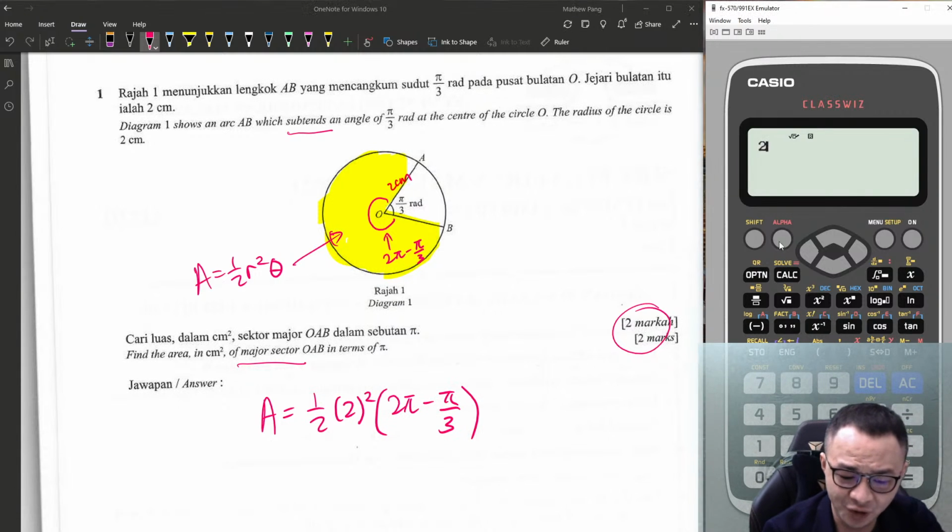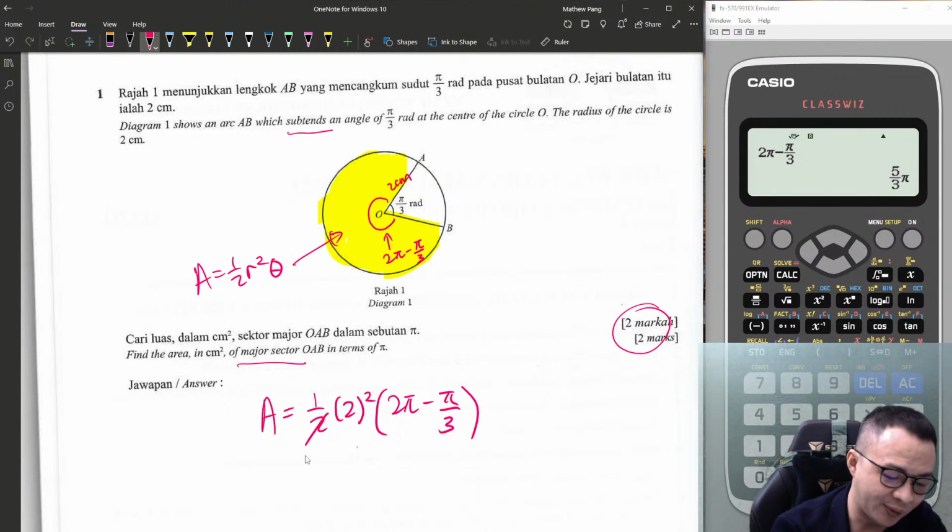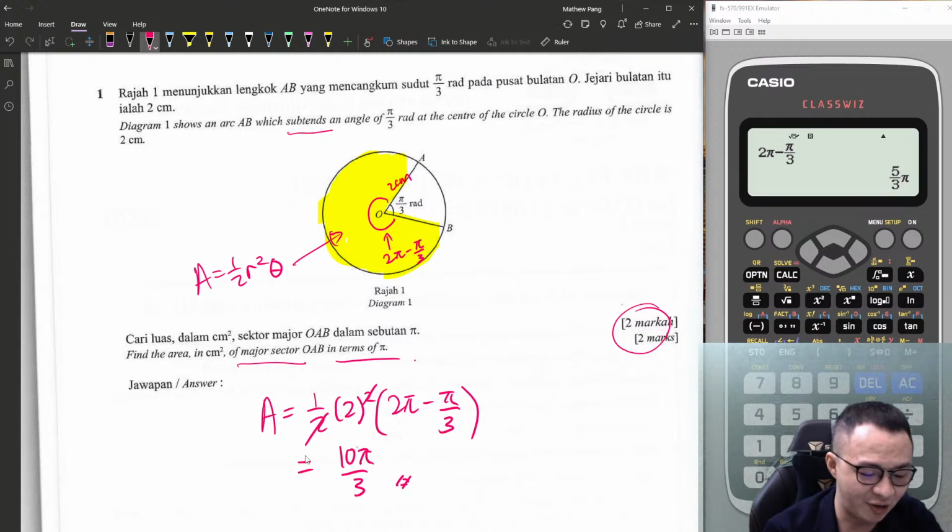Yeah, I believe you should be able to type 2 pi minus pi over 3 in your calculator, right? Yeah. So this one, the 2 and 2 I cut. So times this one, I should get 10 pi over 3 as my final answer. Because they want your answer in terms of pi, so you don't need to change it to decimal. This is how you get the 2 marks.